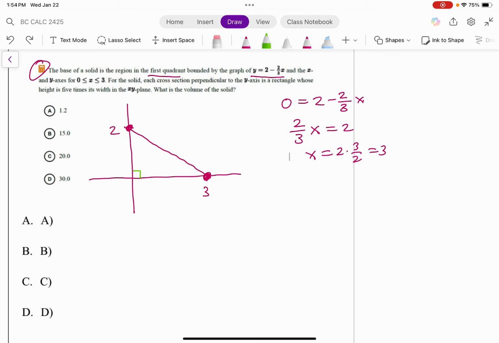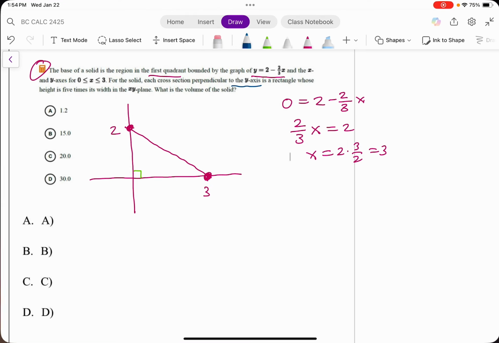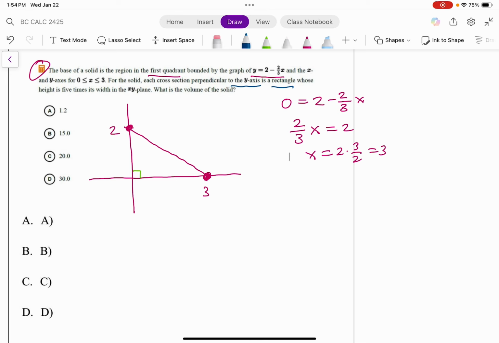For the solid, each cross-section perpendicular to the y-axis is a rectangle whose height is 5 times its width in the xy plane. What is the volume of the solid? Okay, so let's pretend we're looking at the object as if we're doing the bird's eye view. We're going to slice this object somewhere arbitrary, like slicing a piece of bread, where the thickness is a small change in y, so its thickness is dy.